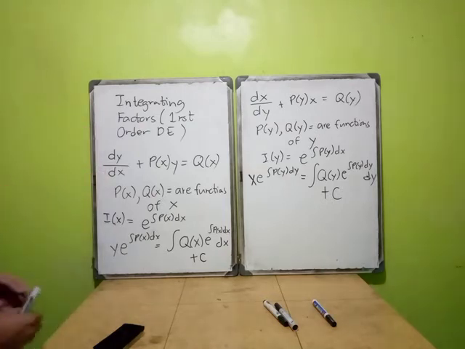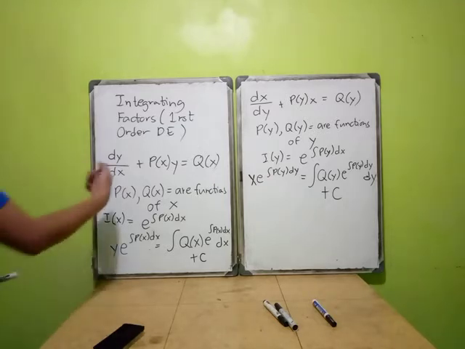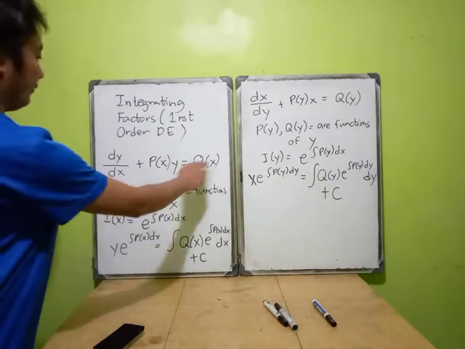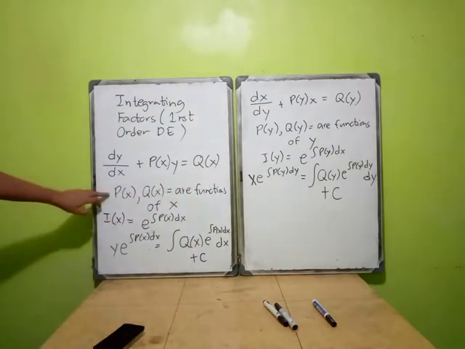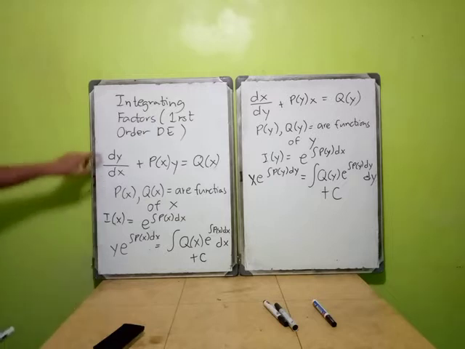of this. If it is in the form of dy over dx plus p of x times y is equal to q of x, in which your p of x and your q of x are functions of x respectively, then this type of first order differential equation can be solved when you multiply.